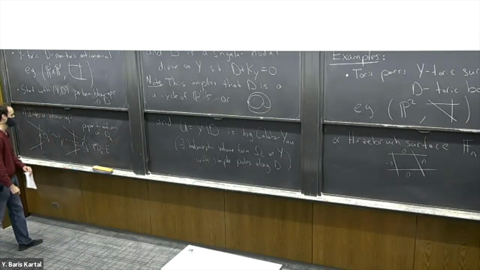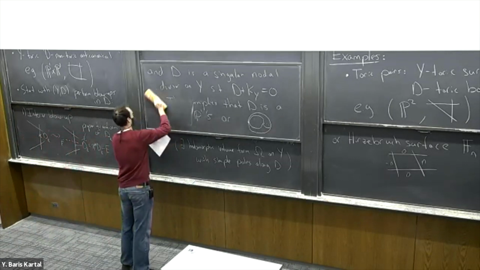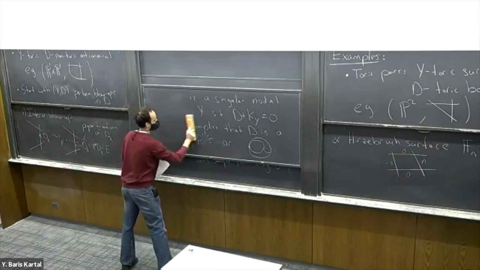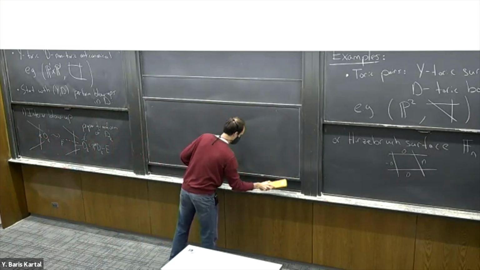In this example, the proper transform of all the other divisors which don't touch this point are just going to be the pullbacks of themselves. And then the divisor, which is just the sum over these proper transforms, is still anticanonical.